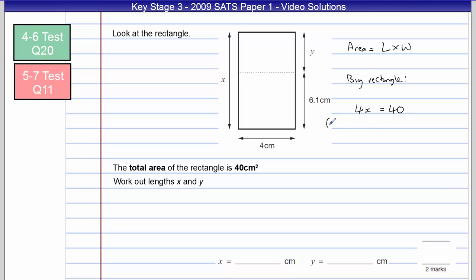So I've got an equation here, and if I divide both sides by 4, I get x equals 40 divided by 4, which is 10. So I'll write that down here. I'm going to write this 10 up here now because I know that that length is 10. If I know the whole length of this rectangle is 10, and the length of this part here is 6.1, the rest of this that's added to the 6.1 must make it up to 10. So to find y, I need to do 10 take away 6.1. You can do that in a column sum if you need to, you might not. It's 3.9.